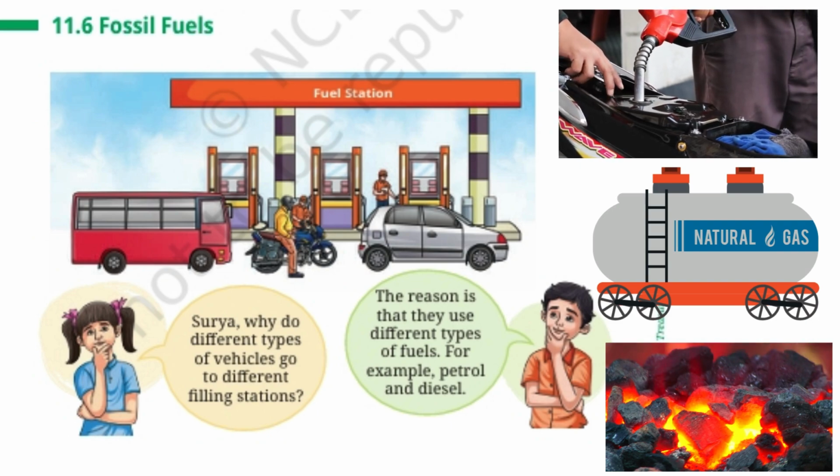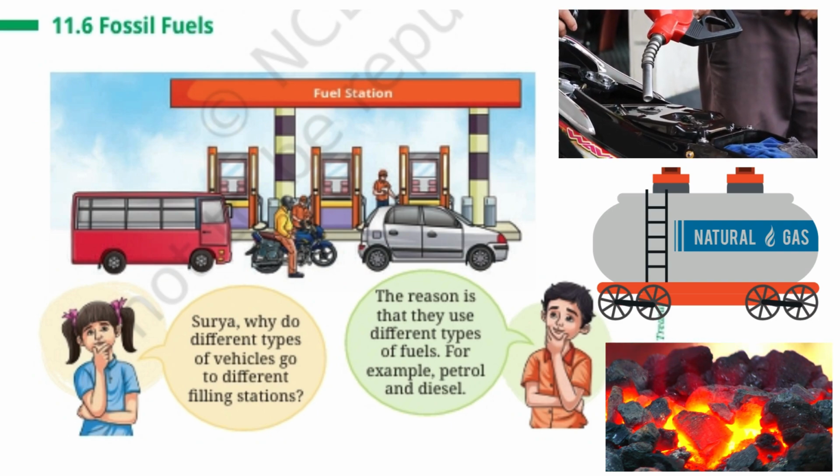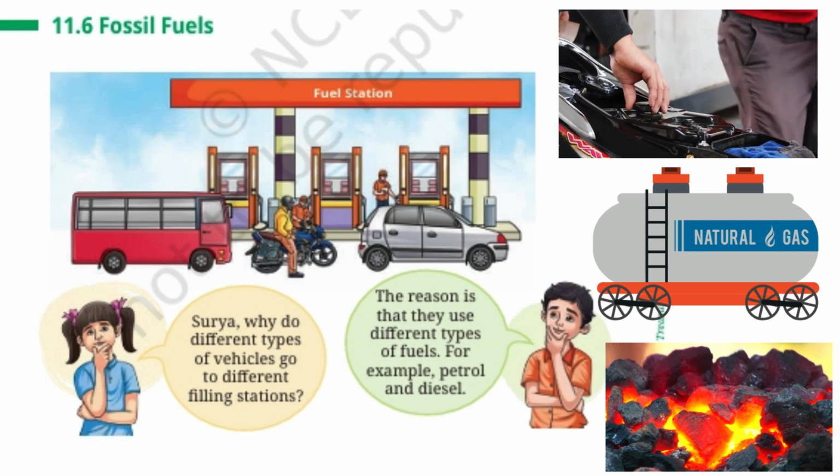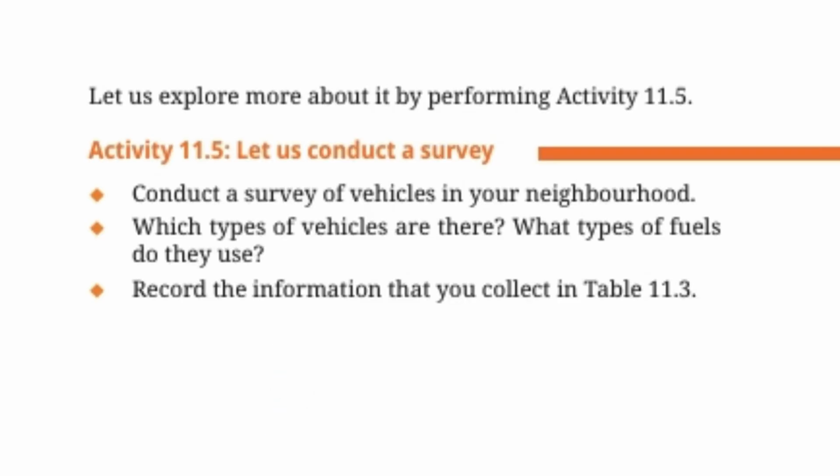Let us explore more by performing Activity 11.5. Let us conduct a survey of vehicles in your neighborhood. Which types of vehicles are there? What types of fuels do they use? Record the observations in Table 11.3, types of vehicles and fuels used.